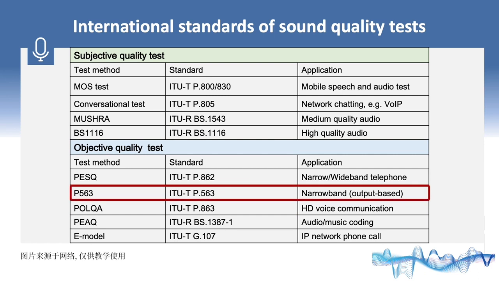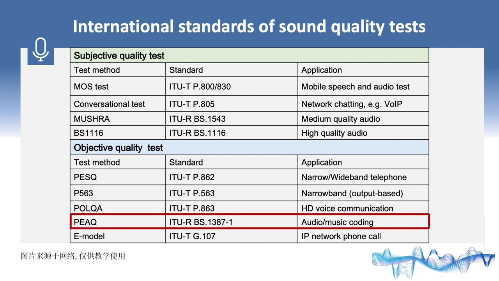ITU-T P.563 uses an auditory-based algorithm to measure the narrow-band speech quality without an input reference signal. PEAQ, Perceptual Evaluation of Audio Quality, is a standard to test audio and music quality. The E-model is mainly used to test the phone call quality in VoIP networks.